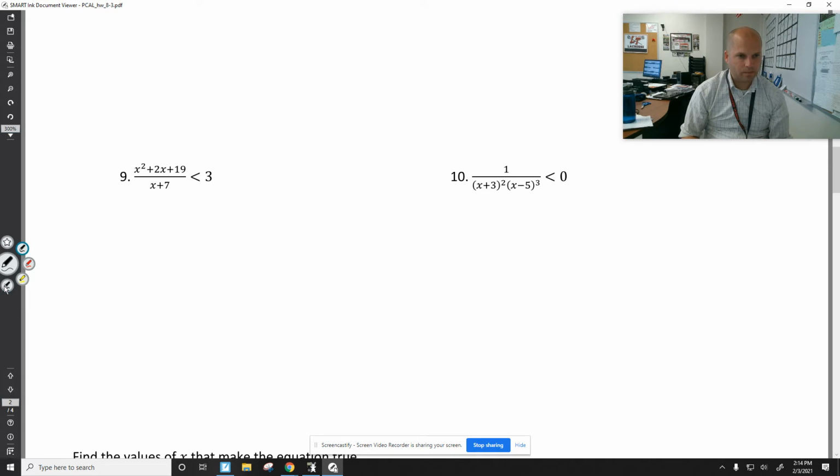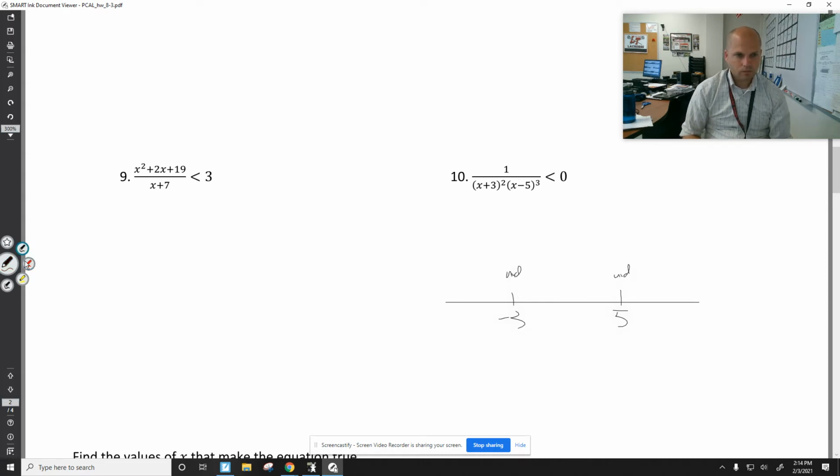10 is like the same thing. Really easy to see this one. -3, 5. The multiplicity of -3 is 2. Both of these are asymptotes.